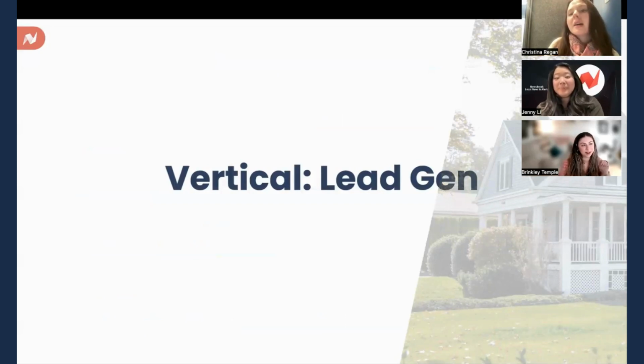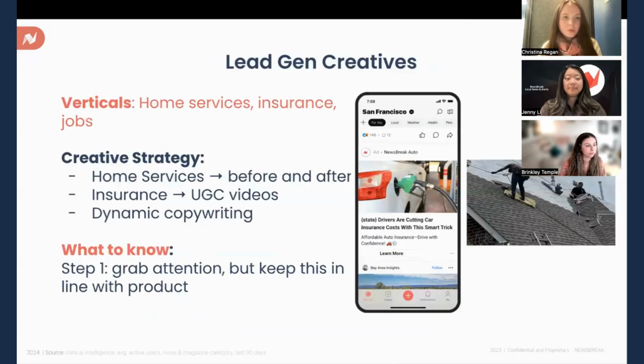Last one, lead gen, our beloved lead gen, probably the top vertical last year. And some things about lead gen. So it really resonates with our audience because the majority are homeowners as well as car owners. Cool. So like I mentioned, home services, home improvement offers, as well as insurance. And then recently we would recommend job lead gen creatives.